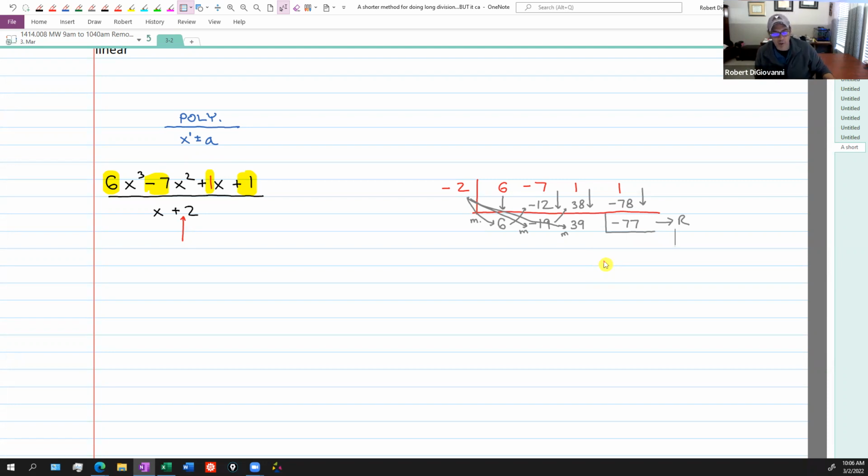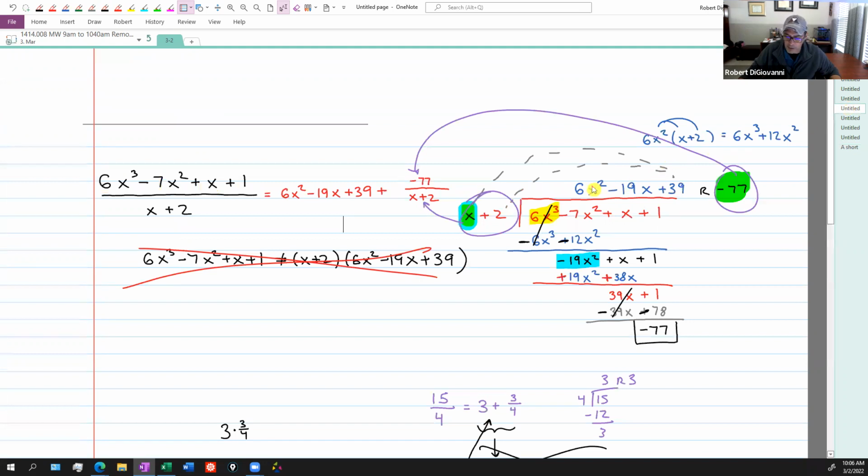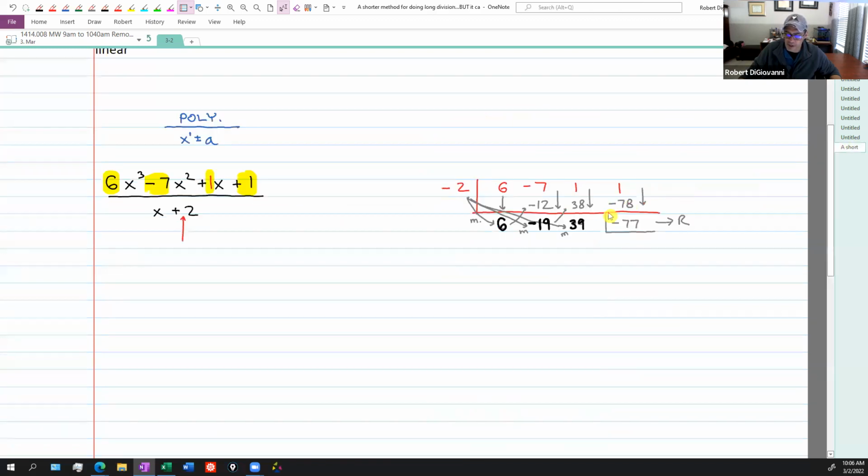But more importantly, I want you to focus your attention on something real quick. Do you see these numbers we have here? 6, -19, and 39. Do those look familiar? 6x squared minus 19x plus 39. You see that? These numbers are actually the coefficients of that first part of the synthetic division.